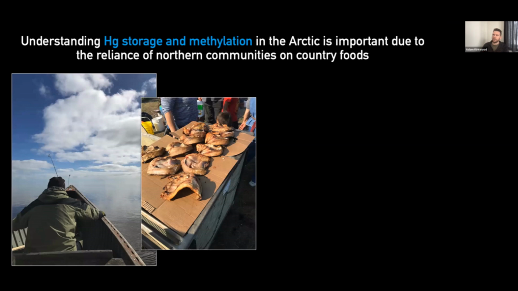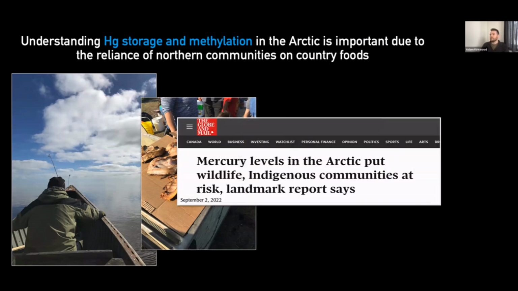And so understanding mercury storage and mercury methylation in the Arctic is important because of the reliance of northern communities on country foods. And recently in the Arctic Mercury Assessment Program report, they've indicated that fish consumption is a potential route of exposure for mercury, and it could be hazardous in the future.